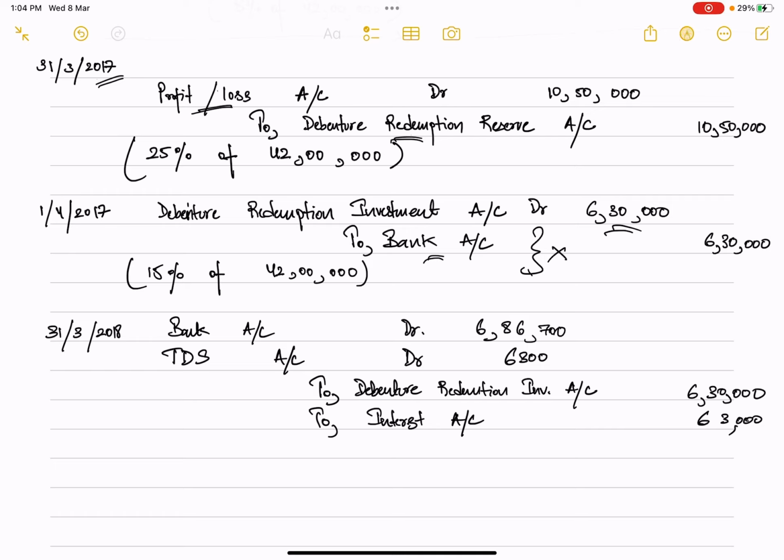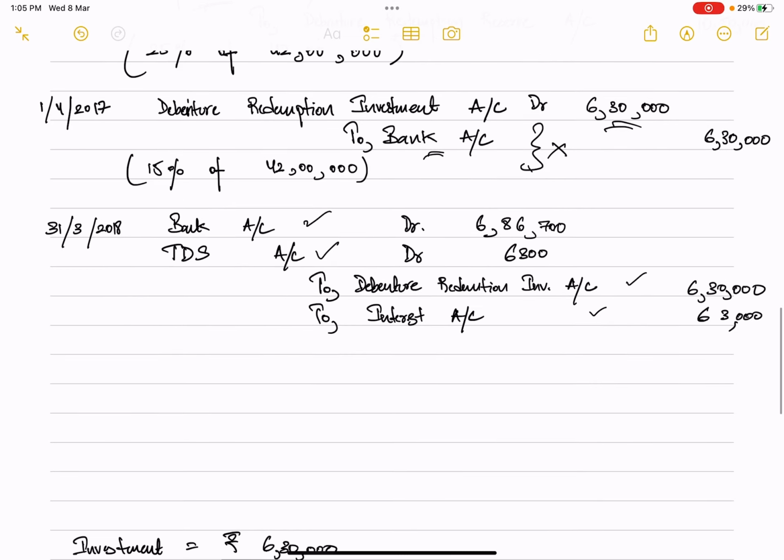Now at the end of the period, when we require the redemption money, we need to pay back the loans, so we require all the funds that we have invested. So closing the investment means you will be receiving money, right? So bank account will get debited. Whatever tax was deducted at source, TDS needs to be debited, and your debenture redemption investment account will get credited, and along with that, whatever interest you have earned, the interest account will also get credited. All right, now after this we are ready.